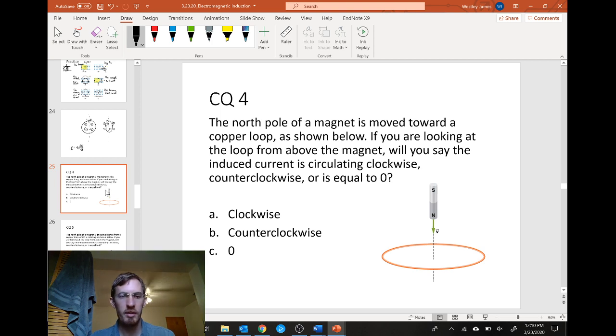There's a couple steps here. First, we know when we talk about induced current, you immediately have to think of, is the number of field lines increasing or decreasing? So let's look at this problem. Let's actually see what field lines are there.